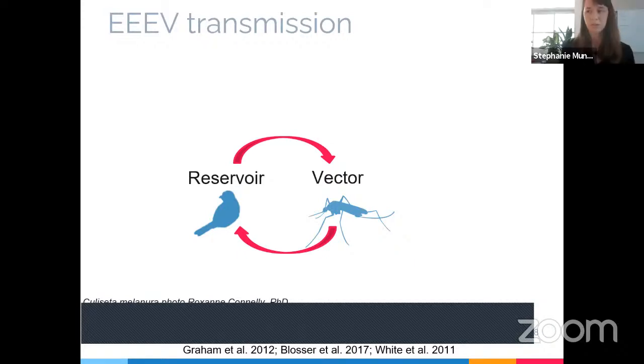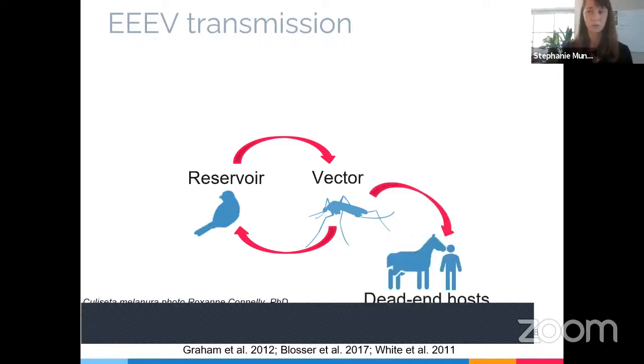So how does EEE transmission work? At first glance, it seems like a classic case of mosquito meets bird. The problem arises though when an infected mosquito then bites a human or a horse. So both humans and horses are dead-end hosts, and that means that we won't sustain high enough levels of viremia, or our virus won't replicate enough inside of us to then infect the next mosquito that bites us.